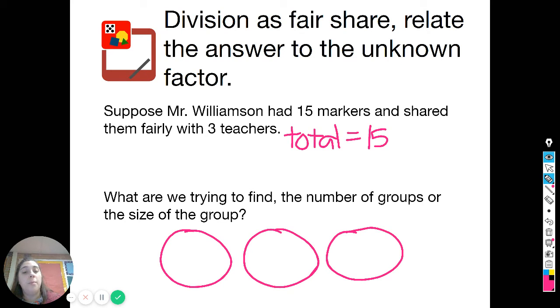So we know that the number of groups equals 3. Well, then what is our unknown? What is the thing that we do not know yet? We do not know the size of the group. We know how many markers we're starting with. We know how many groups we have to split them in between, but we don't know yet how many markers each teacher will get.